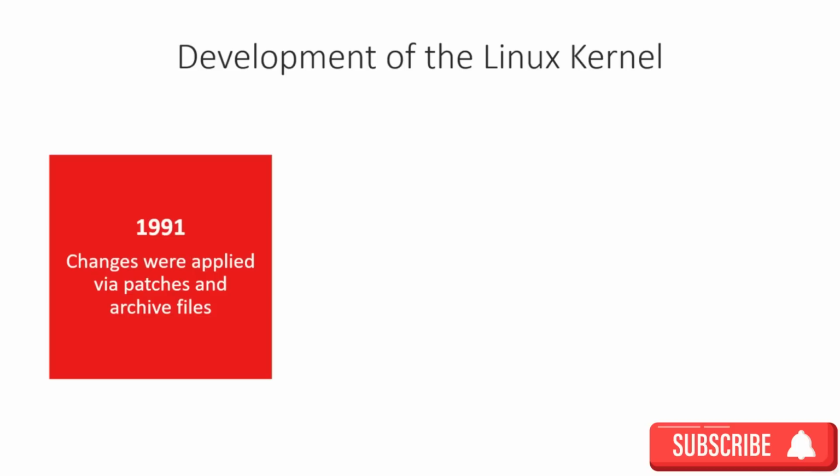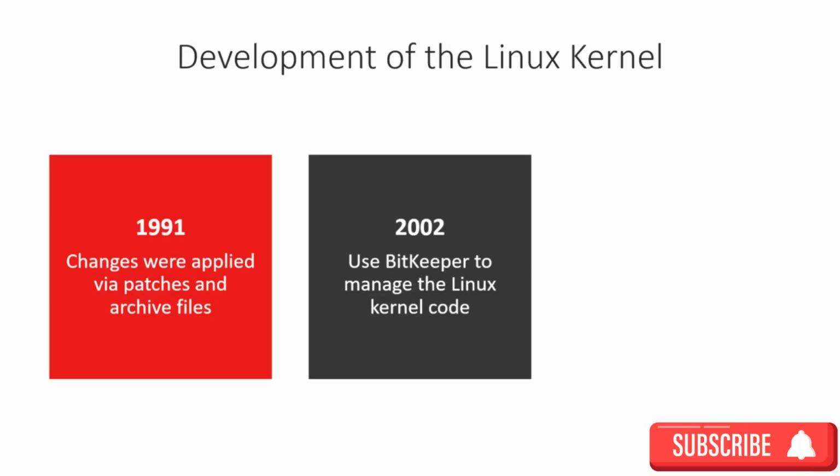A developer could send a patch to an online group, and then Linus Torvalds, the creator of Linux, applied the patch to his own source code. This means that applying changes required quite some effort and planning. In 2002, Linus Torvalds decided to use BitKeeper to manage the Linux kernel code.